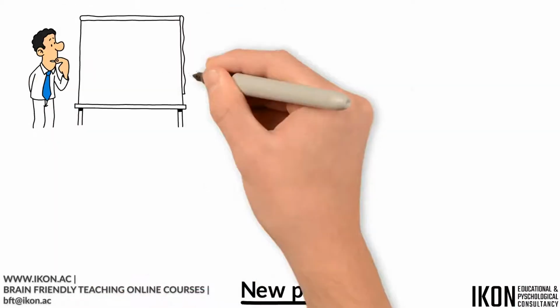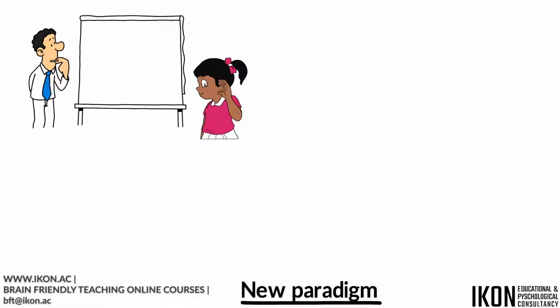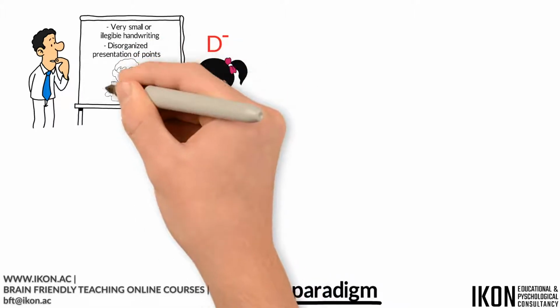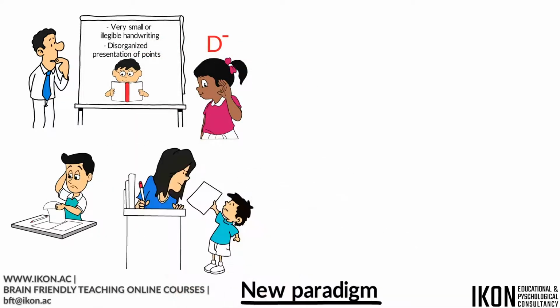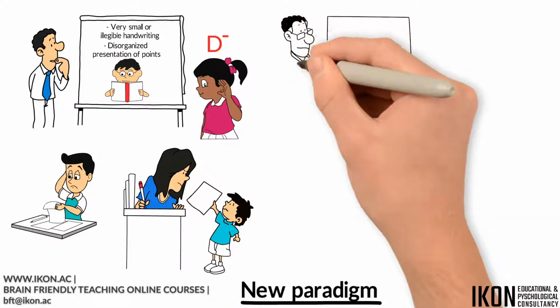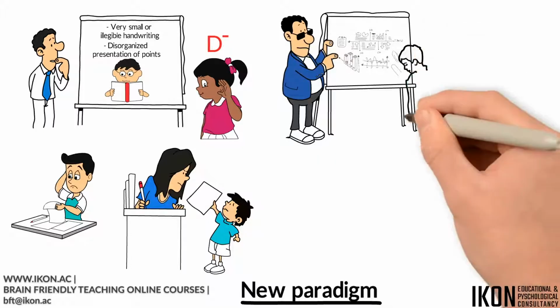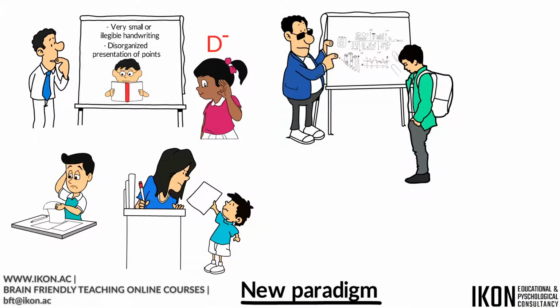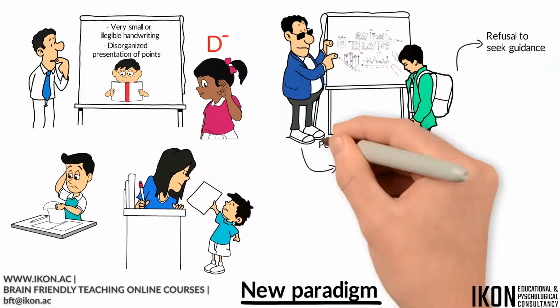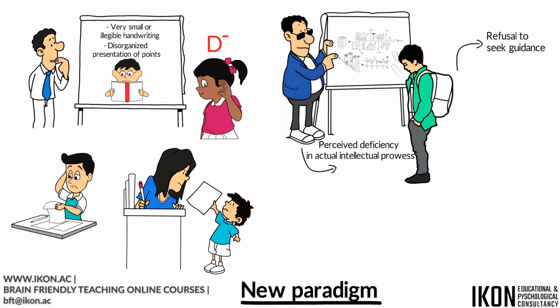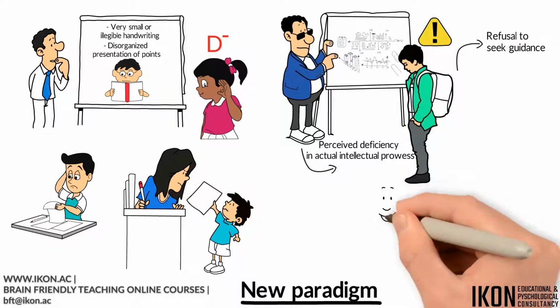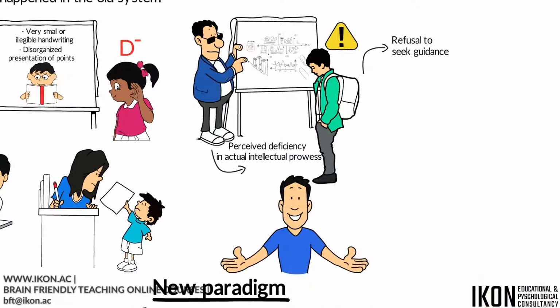Teachers who speak too softly frequently place children at risk of hearing impairment and potential academic failure. Ineffective use of the whiteboard, such as very small or illegible handwriting, disorganized presentation of points, etc., increases the magnitude of the potential difficulties in reading, following instructions, and completing homework assignments. Teachers with an unpleasant personality and/or a negative attitude discourage students from seeking help, thereby increasing the possibilities of underperformance. In this example, it's the student's refusal to seek guidance rather than their perceived deficiency in actual intellectual prowess that places them in the at-risk category. This could be easily averted if a teacher is approachable and friendly.